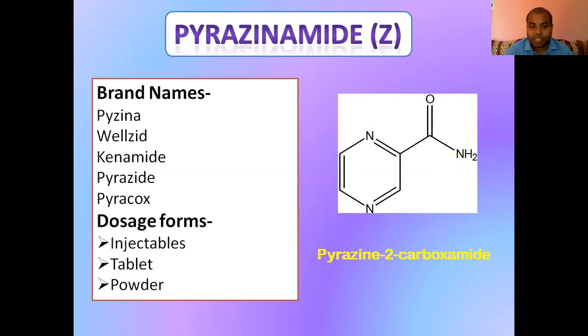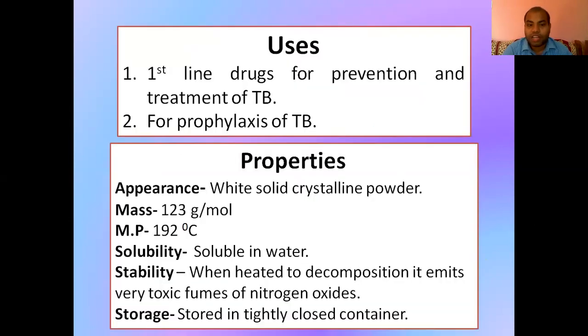Pygena, Velgid, Pyrazide, Pyracox, along with the dosage forms of injectables, tablet, powder. So it is very common that you are observing this dosage form for the antitubercular drugs. They are generally available in an injectable form. It has the same kind of usage, being used in the prevention of tuberculosis, along with managing the prophylactic condition of tuberculosis.